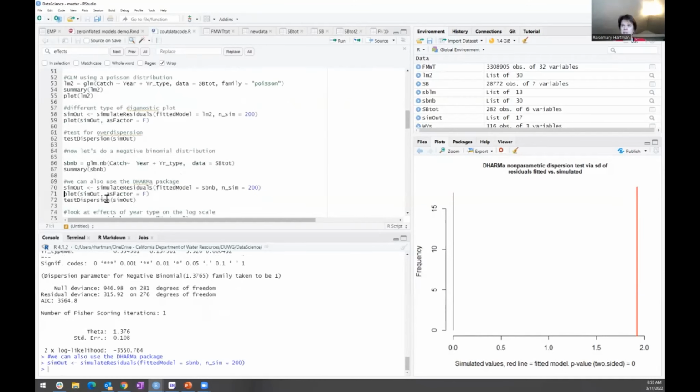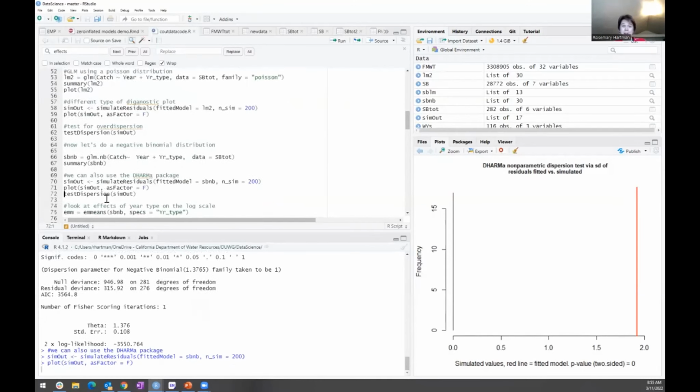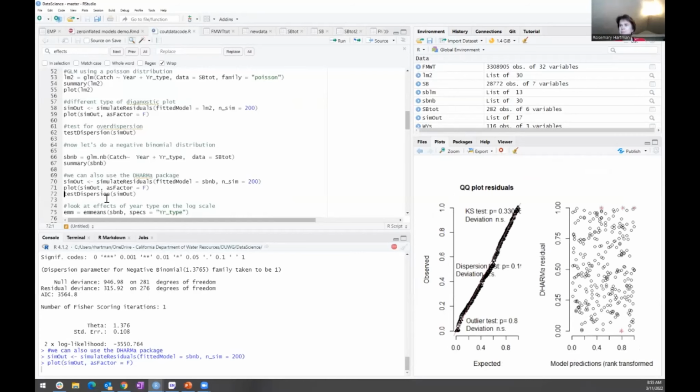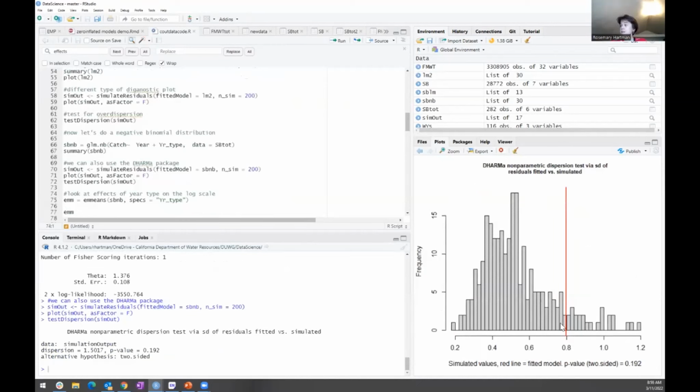Now let's look at those residual plots. We can't use just a plot command on the negative binomial. It doesn't come out right. But we can use this, and we see that all of those tests that were in red before are now in black. And it says deviation non-significant. No significant problems detected. Look at me, no problems. If we choose test dispersion, now we see that the red line is kind of in the midst of all of our actual data. So we've got a good model. It's decent.